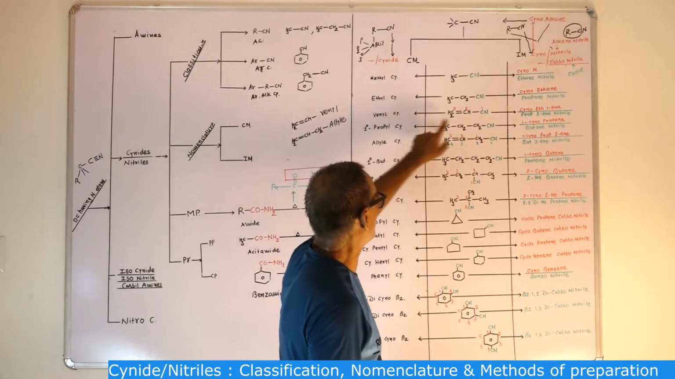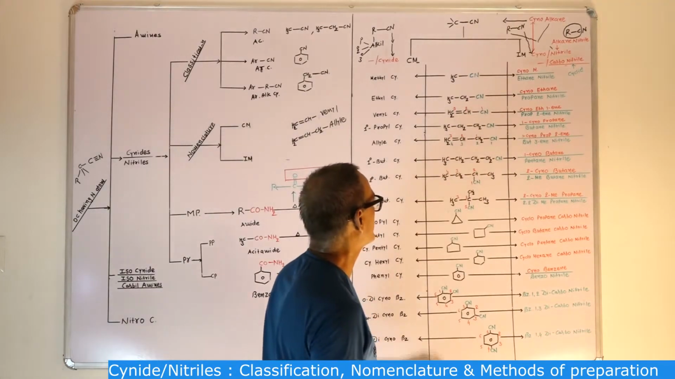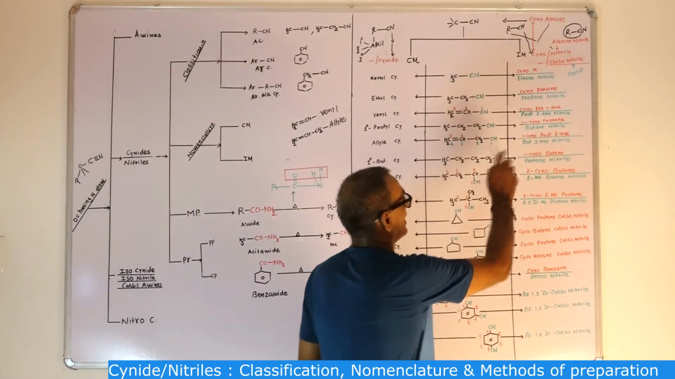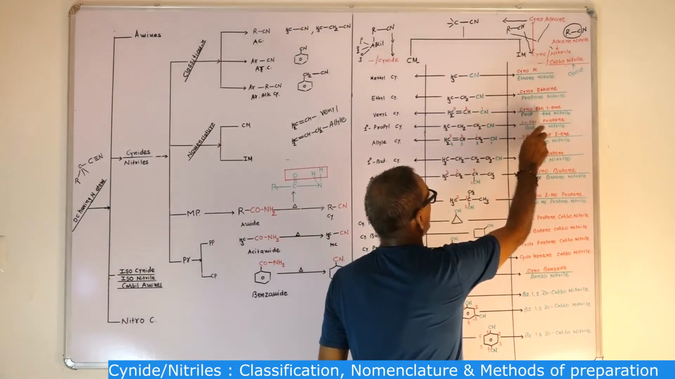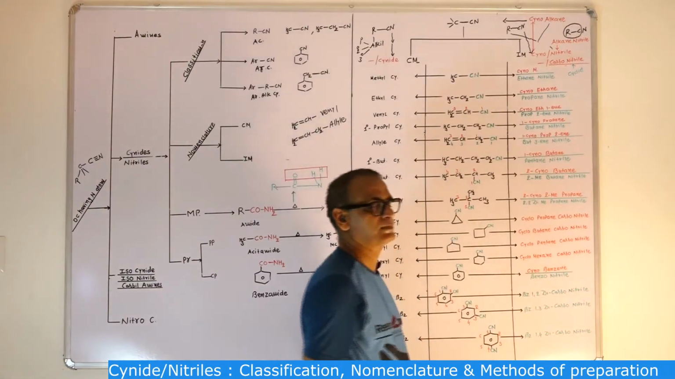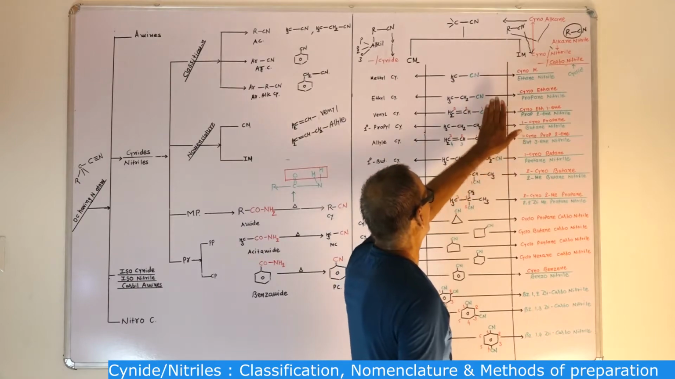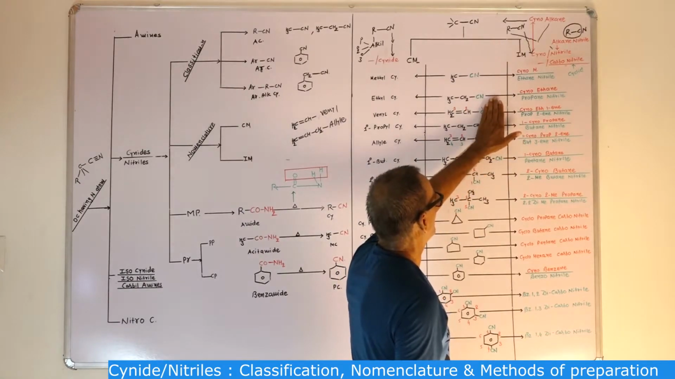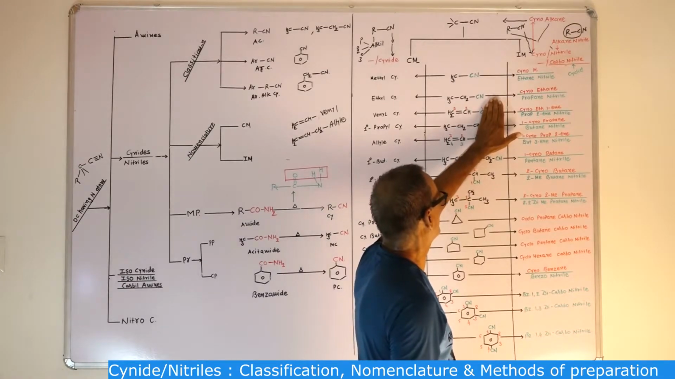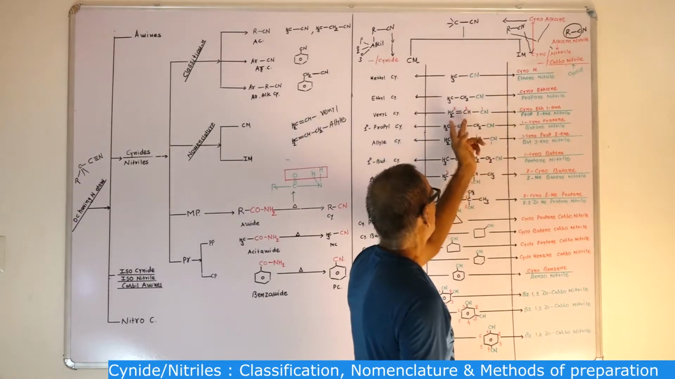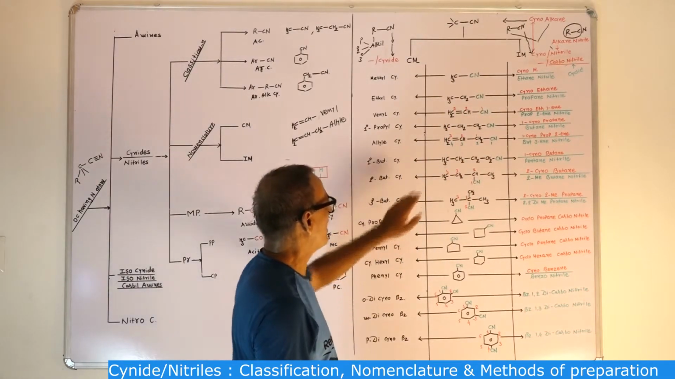In the common method, the name of this compound is vinyl cyanide. Otherwise, in the IUPAC method, cyanoethene, otherwise prop-2-ene nitrile, meaning a double bond is present between the second and third carbon. Next one.